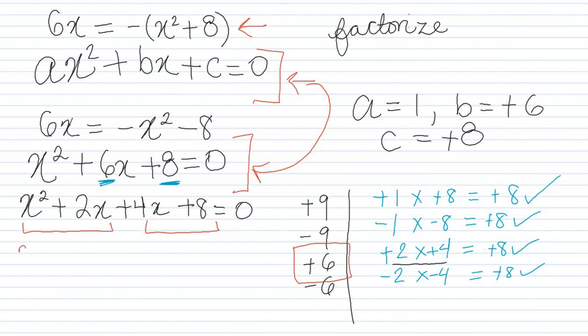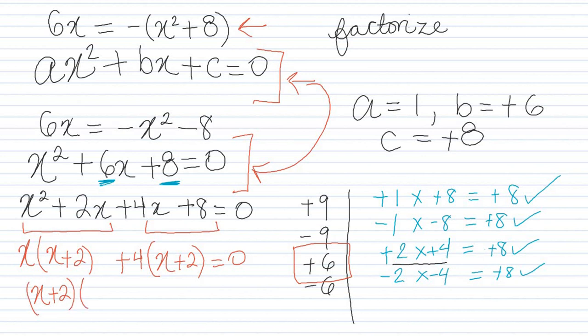So we have x, and we're going to factor the common factor, hence the name factorization method. The common factor is x, and when we factor that out, we have x plus 2. Then we look at the last two terms. What can we factor in these two terms? Well, we can factor out positive 4, and then you have x plus 2. So you have x plus 2 times x plus 4 equals 0. Let's go to the next page.